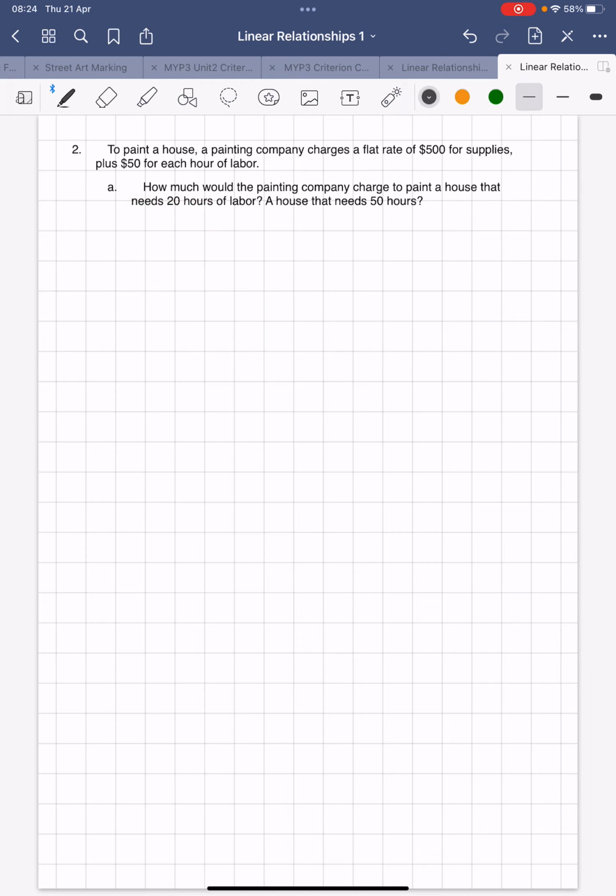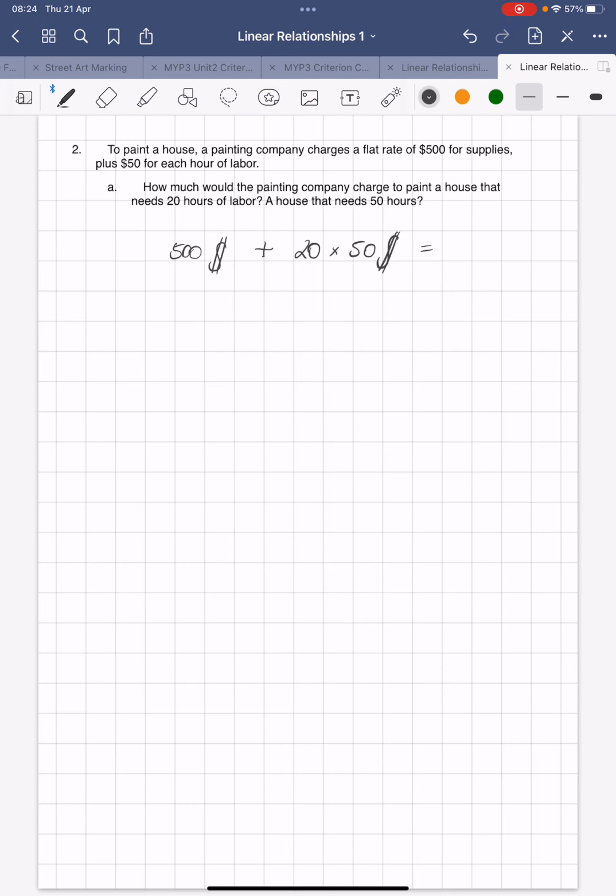Now, let's just think about this. So, it says here they charge $500 for the supplies. And then another $50 for each hour. So how much is this going to be for 20 hours? So we need to add that to the 500. So we have plus, and then to find out how much they charge for the 20 hours, that would be 20 times your $50. So 20 times your $50 would give you then the total.